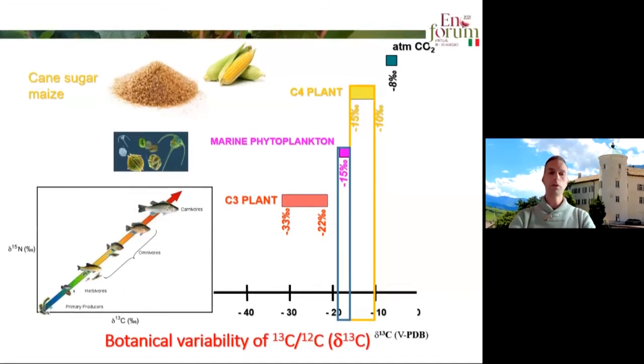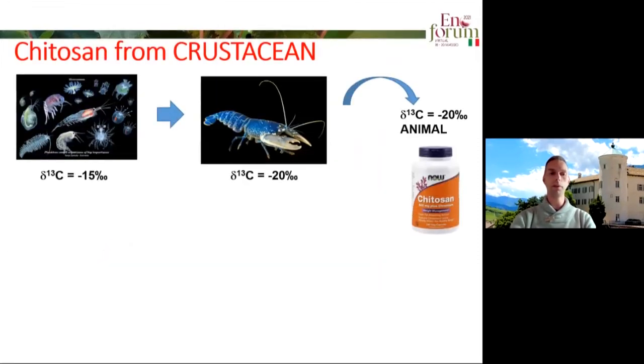Nitrogen is heavily impacted by the trophic level. So we move from phytoplankton to increasingly bigger fish until we get to carnivore fish. And there we have a change in the isotope ratio.